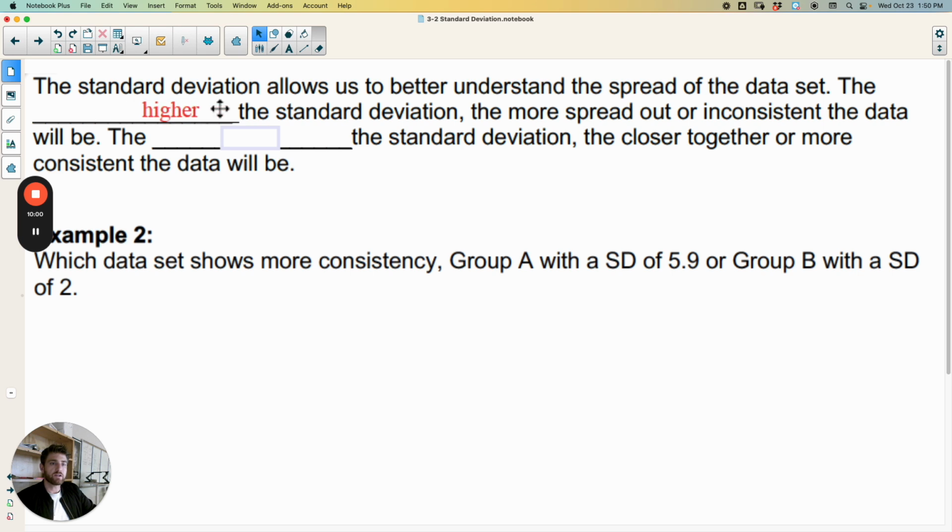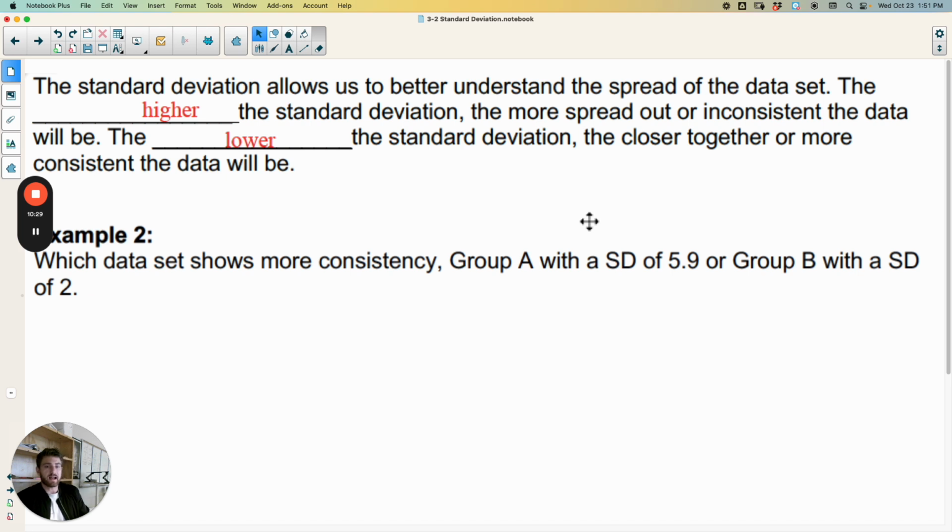So the standard deviation allows us to better understand the spread of the data. The higher the standard deviation, I talked about this before, but the higher the standard deviation, the more spread out and inconsistent your data is. The lower the standard deviation, the closer together it is, and the more consistent your data will be. So a higher standard deviation means less consistent. A lower standard deviation means more consistent.